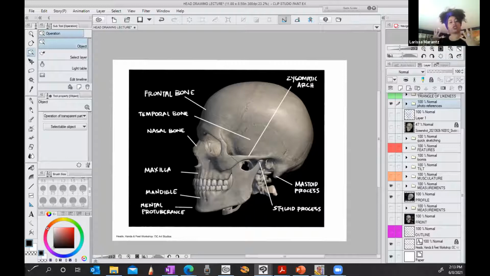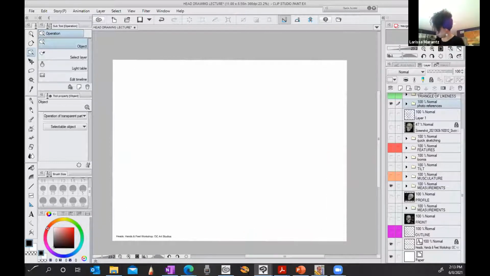Now, why do you need to know those? Well, those two points are places where muscles attach. So the mastoid and the styloid process are really important. Now we're going to go into the measurements real quick.